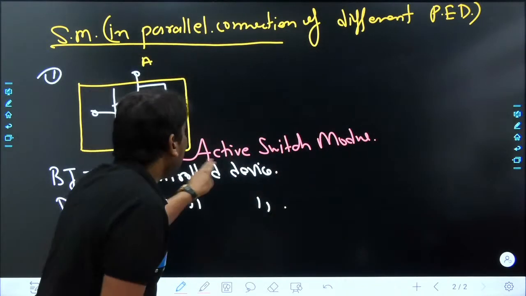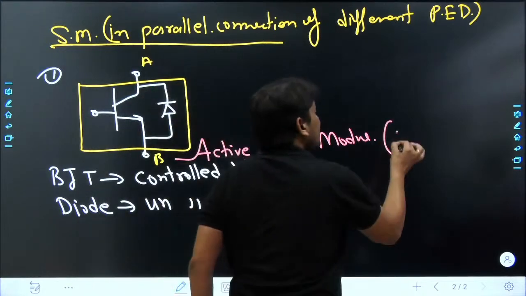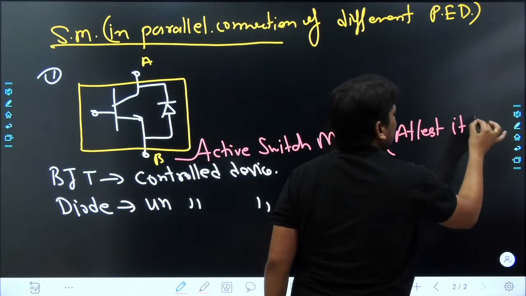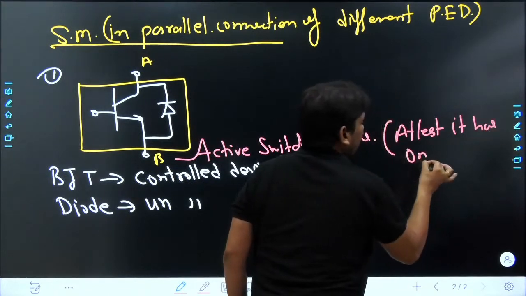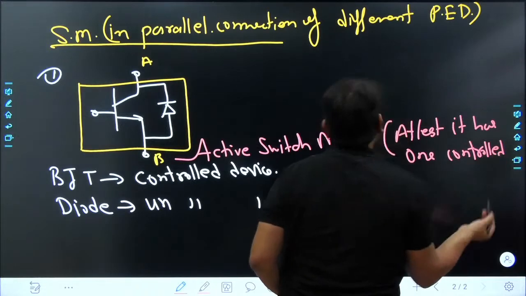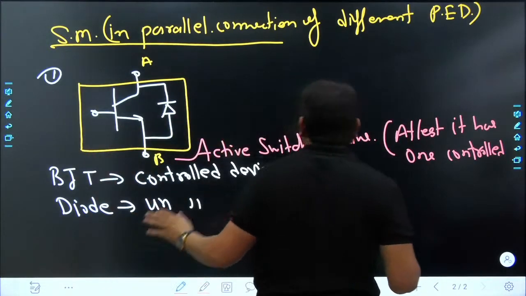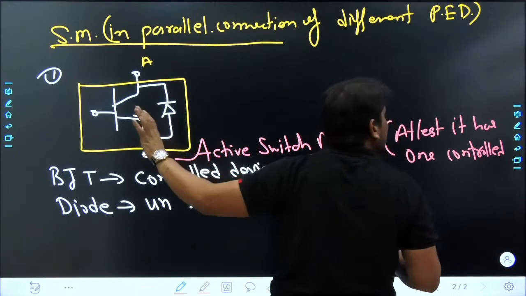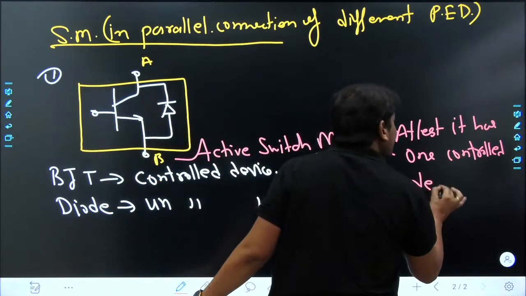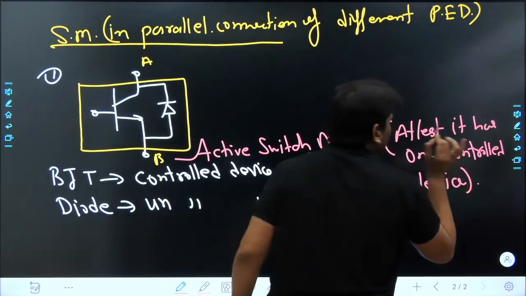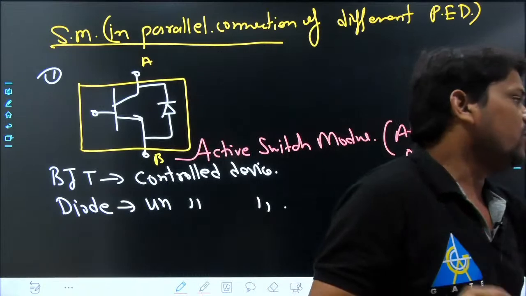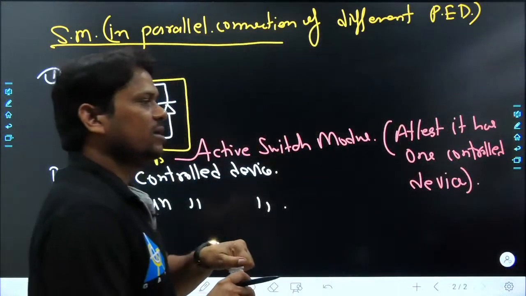What is the meaning of active switch module? At least, please mind it, it has one controlled device. If somebody says that they are going to use an active switch module, it means that particular switch module must have one controlled device. At least. More than one may be possible, but at least we require one. Okay?